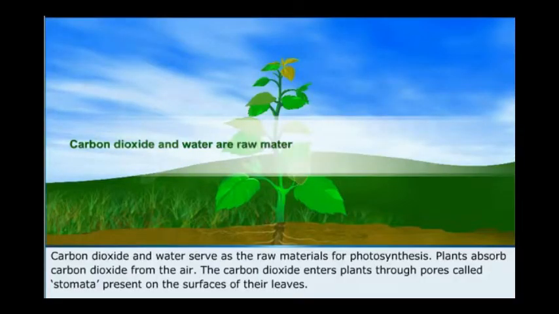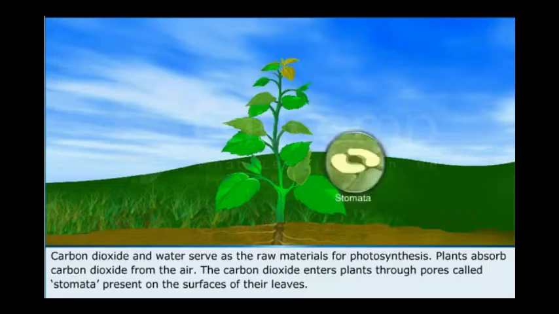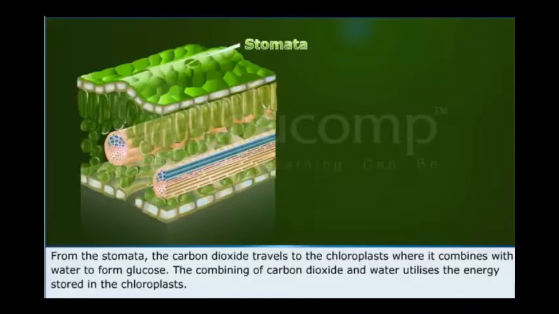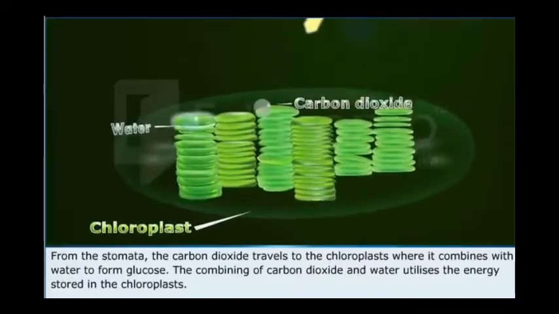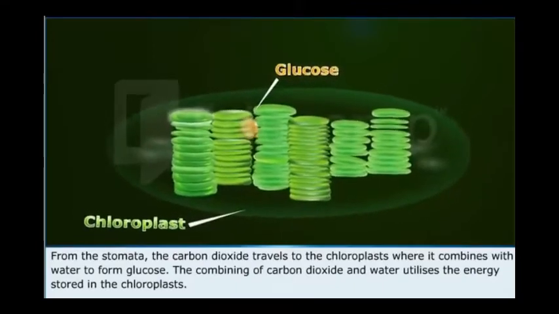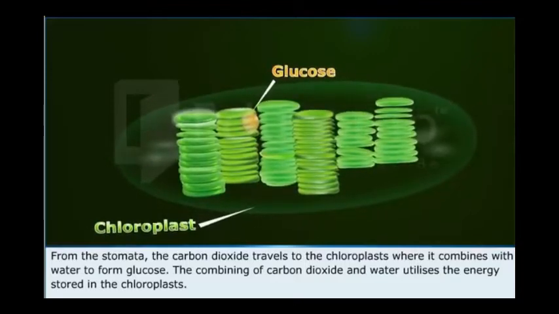Carbon dioxide and water serve as the raw materials for photosynthesis. Plants absorb carbon dioxide from the air. The carbon dioxide enters plants through pores called stomata present on the surfaces of their leaves. From the stomata, the carbon dioxide travels to the chloroplasts, where it combines with water to form glucose. The combining of carbon dioxide and water utilizes the energy stored in the chloroplasts.